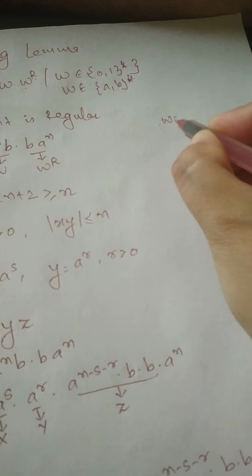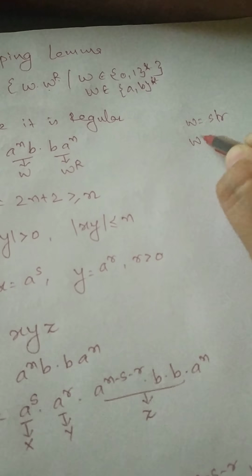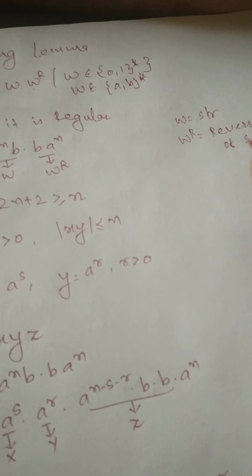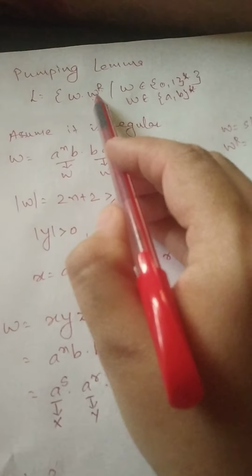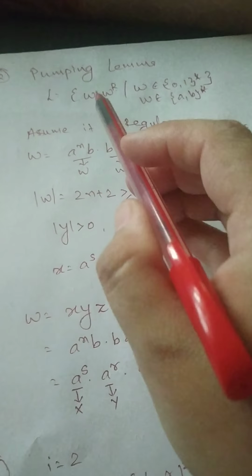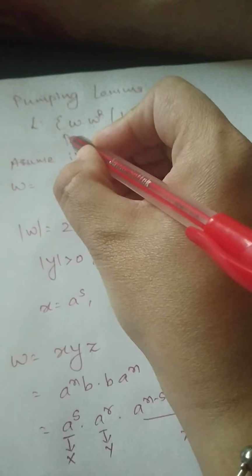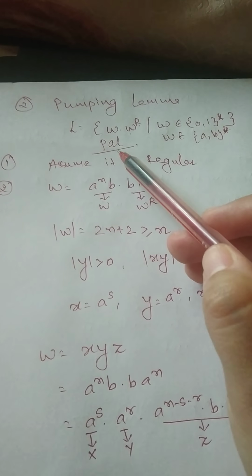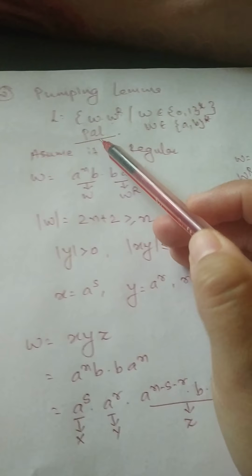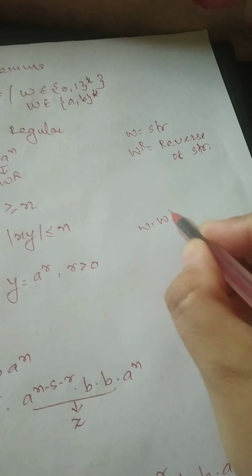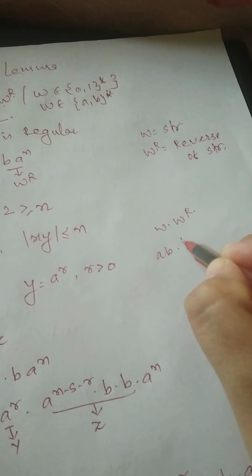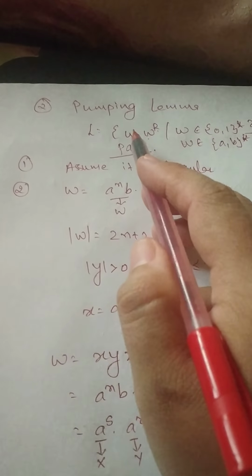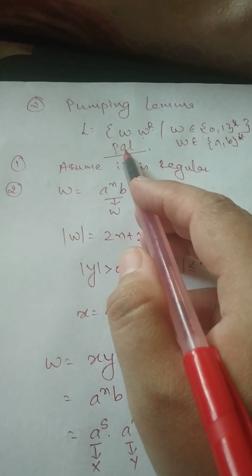See here, w is any string, and w raised to r indicates the reverse of the string. Because r in w raised to r means it is the reverse of w. So ultimately this is the same question as proving it for the palindrome of the string. So in your exam the question may be asked like: prove the pumping lemma for the palindrome string. Just take an example, w and w raised to r. Suppose we take w as ab, so w raised to r will be ba, that means it is a palindrome, abba. So the question may be asked as w w raised to r, or as the palindrome.